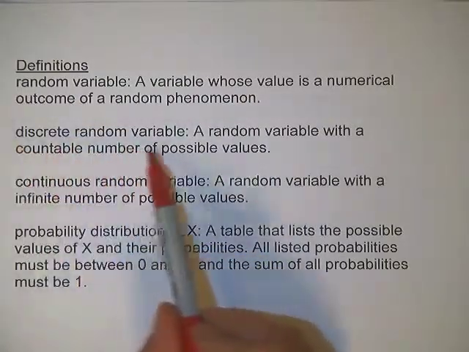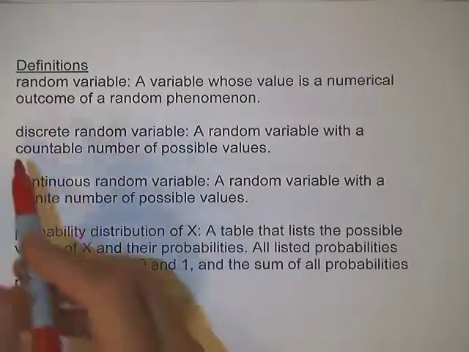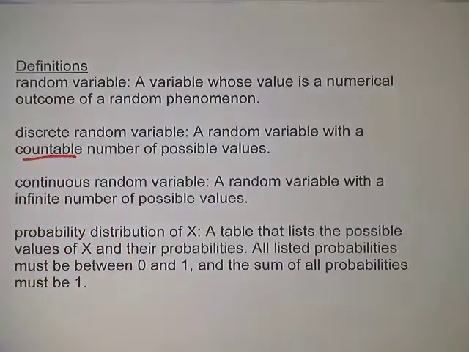A discrete random variable is a random variable with a countable number of possible values. So if we were measuring the shoe size of the next person that walks through the door, shoe size is a discrete random variable, because you can't have a shoe size of 10.345. Because of that, it is a discrete random variable.